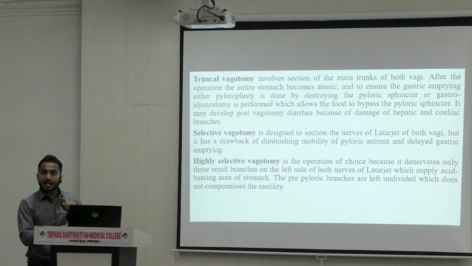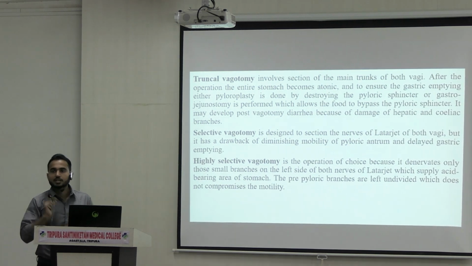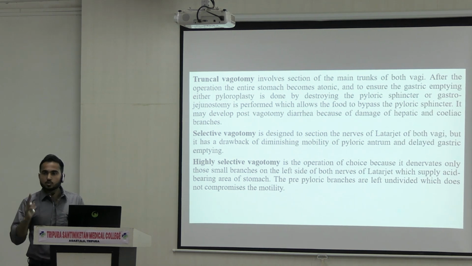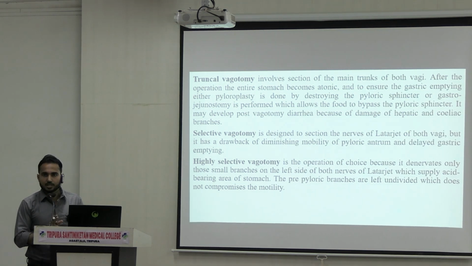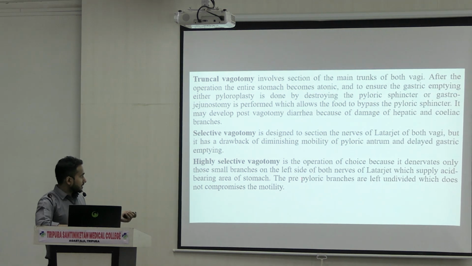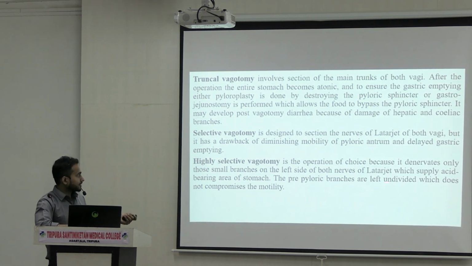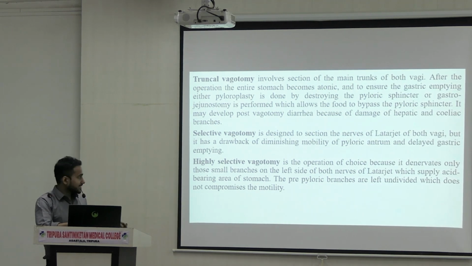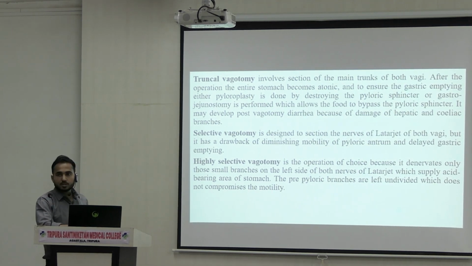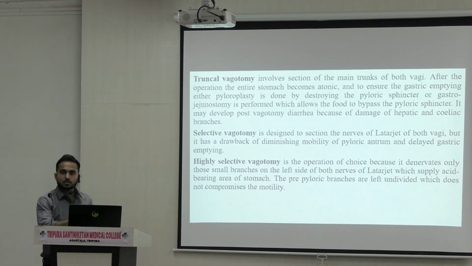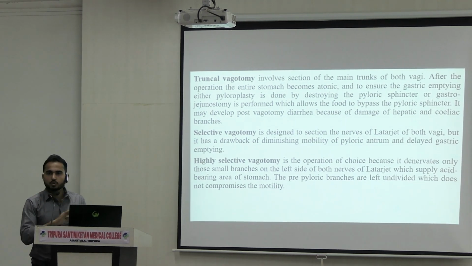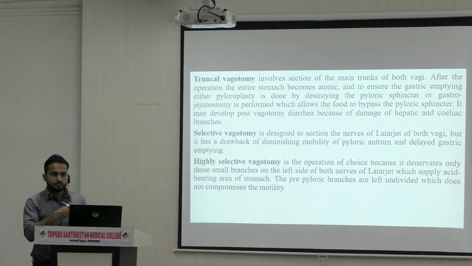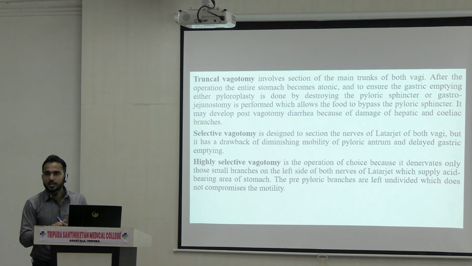Another type is called highly selective vagotomy, in which only the fibers supplying the particular area which are secreting are cut. After that, the pyloric branches are left undivided. The pyloric branches will not be separated. As a result, what will happen? It will not compromise the motility. That means only the secretion will be reduced, but the motility remains the same. So these are the different types of vagotomy.